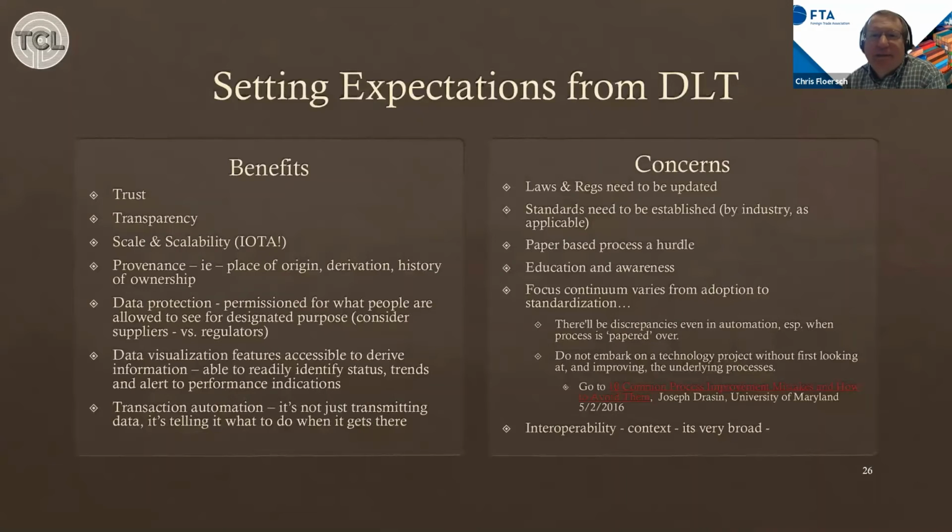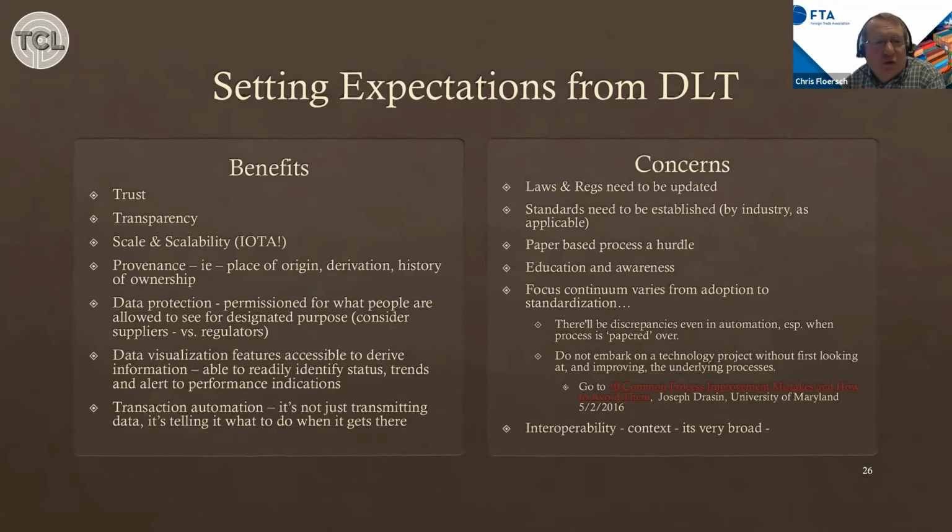Excellent. Thanks so much, Jens. So just to recap a couple of things, and then Mark, if you'd like to, we could field any questions that are there. Well, a couple of things, just setting expectations from DLT. We've mapped out the benefits here: trust, transparency, scale, scalability, IOTA. You guys are getting the details on that. They're positioned to really take it by storm.